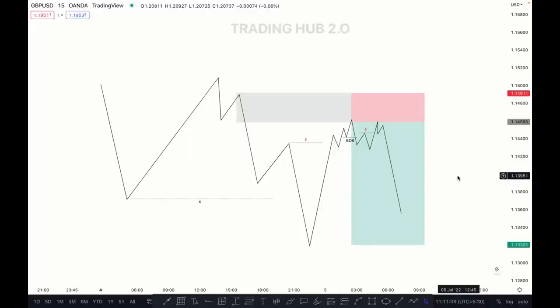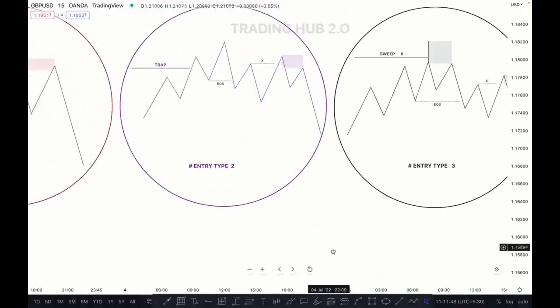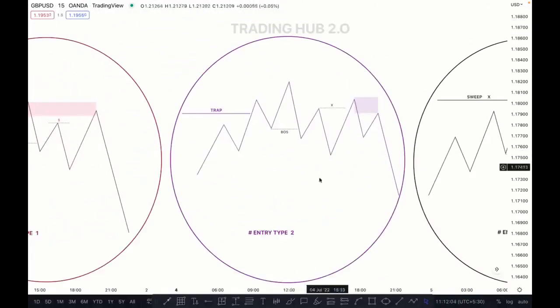Let me show you entry type 2 and type 3, which are really powerful and very different from the others. This type of entry strategy can change your trading style. In entry type 2, as you can see here, as I mentioned, the market traps the buyers and sellers, then you have to follow the same criteria as I mentioned here. Let me show you exactly how it works.